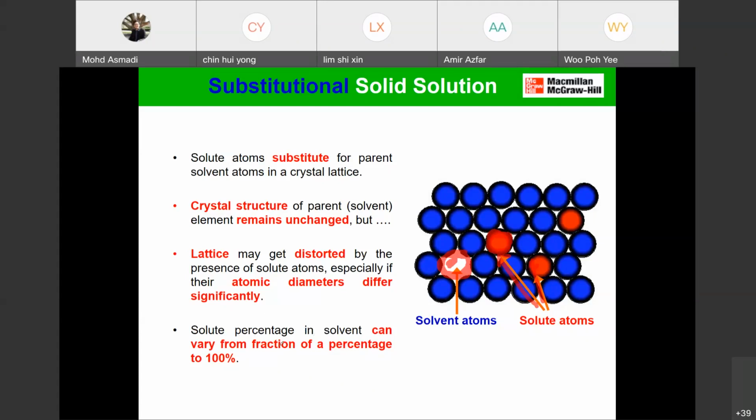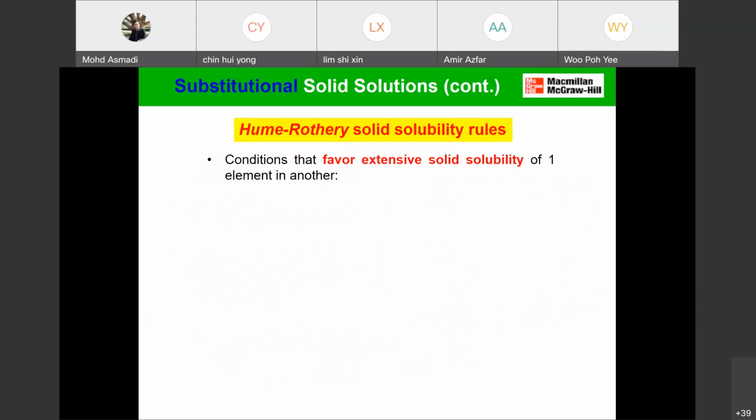The solute percentage in the solvent can vary from a fraction of a percent to 100, meaning from 0 to 100. We can calculate this using the Hume-Rothery rules, to see whether we can mix two atoms or not. So what are the Hume-Rothery rules? You have to remember the conditions for whether your two metals can be dissolved 100%, or maybe 50%. You have to follow these rules, and you have to remember this.